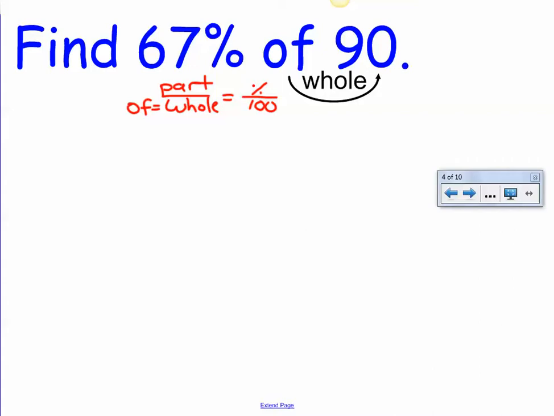So I know my percent is right here, and what number is in front of the percent sign? 67. So I'm going to write 67 over 100. Let's write that with me. And that's going to equal, now the whole, it says, is 90. So the whole goes in my denominator. So I'm going to put 90 in the denominator and x in the numerator.